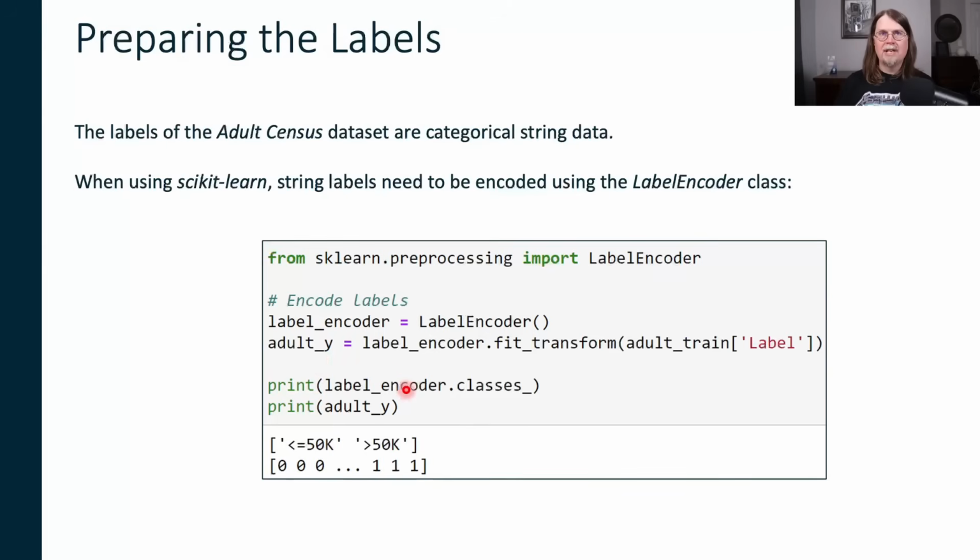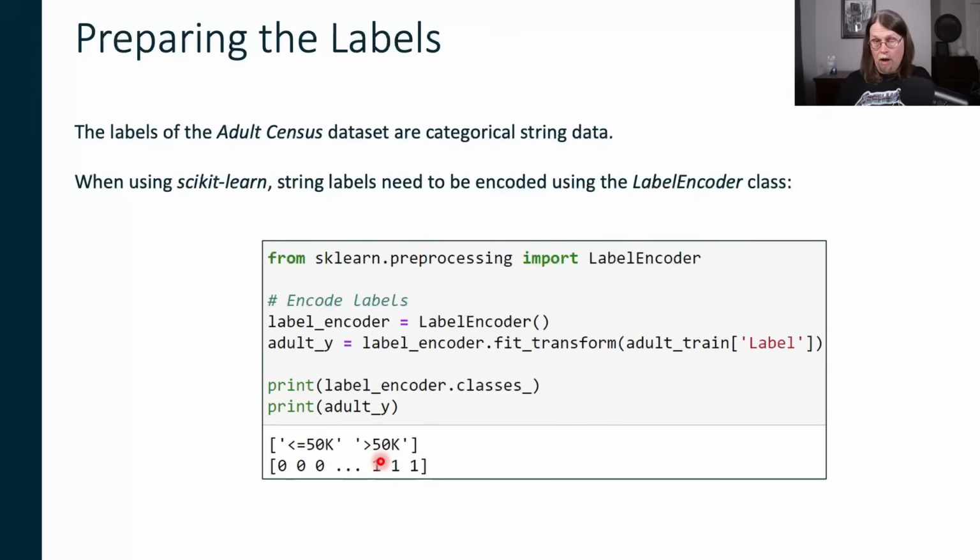And what I can do here is I can show you, hey, label encoder, what were the original classes? And you can see here the string values. Less than or equal to 50K, greater than 50K. And then I can also say, hey, what's the mapping? And what I can see here is that less than or equal to 50K was mapped to 0. Greater than 50K was mapped to 1.